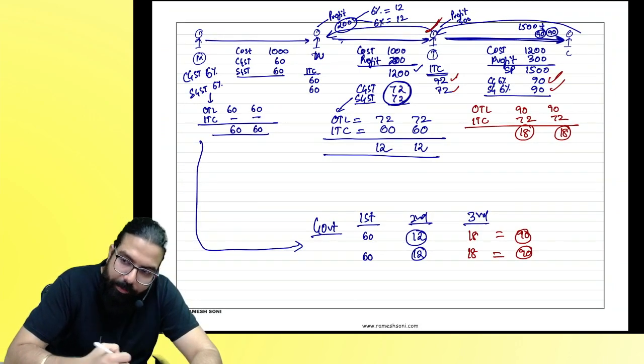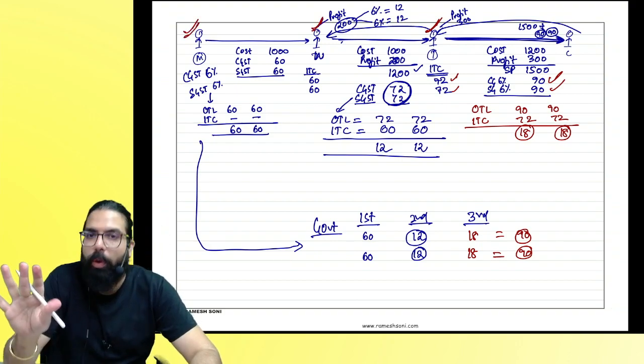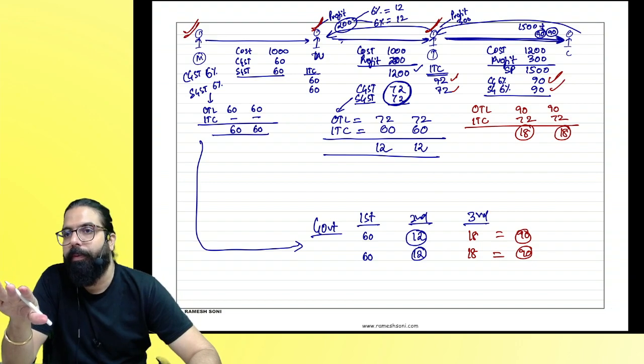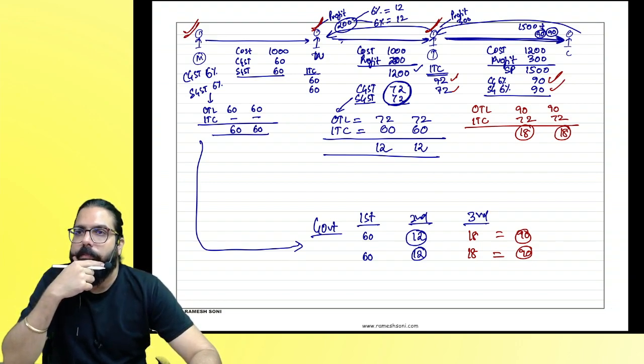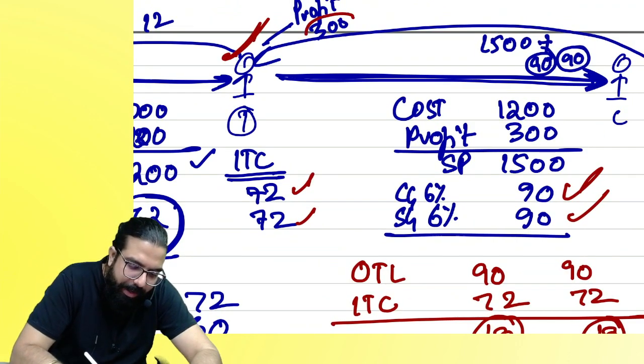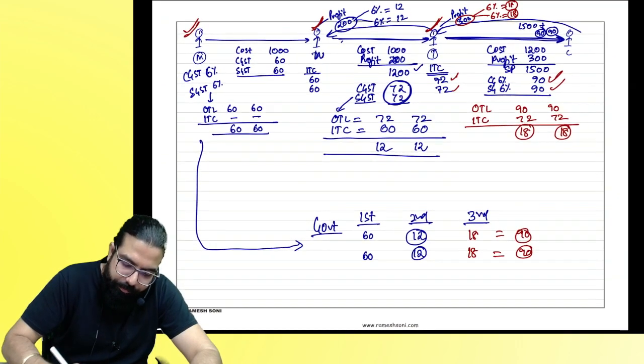Is this guy happy? Is this guy happy? Is this guy also happy? No one has borne any tax burden over here. Are we clear, everyone? Now listen to me very carefully. Can you tell me at the third stage, if we calculate directly, how much did the government actually get?